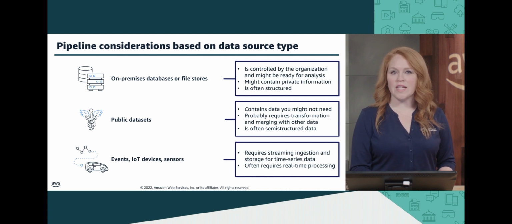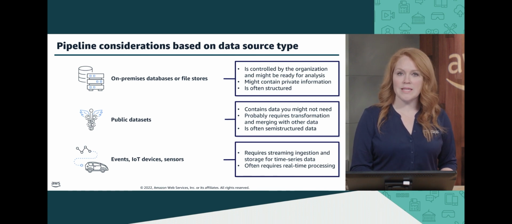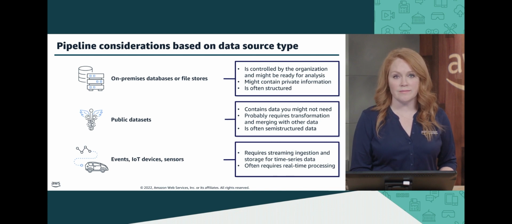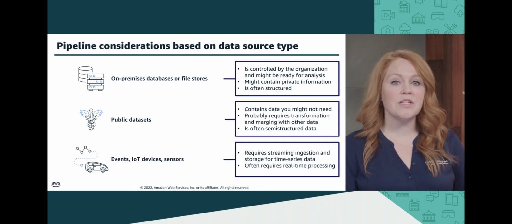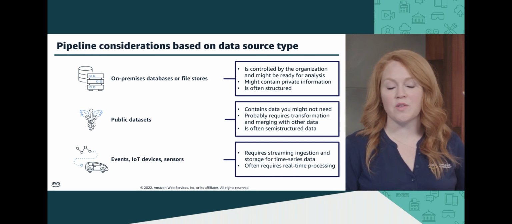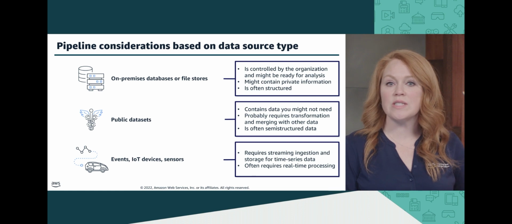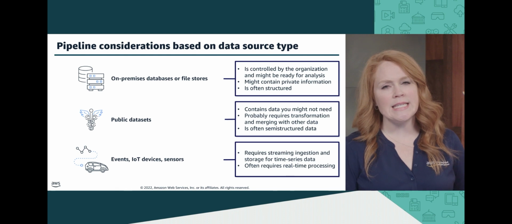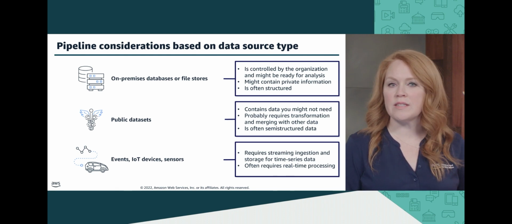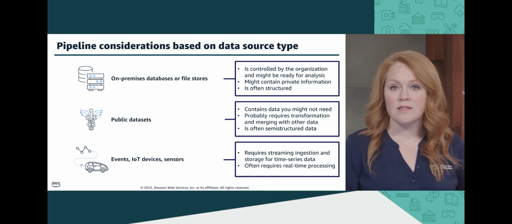Public datasets are often in a semi-structured format and probably contain elements that you don't need and therefore want to discard rather than store. You will also likely need to transform the data to merge it with your own datasets. Event, IoT, and other time series data requires your pipeline to handle streaming ingestion, and you will want to choose a data store that works well for time series data. These types of data sources lend themselves to real-time processing so that automated actions can be taken based on some event or threshold value.